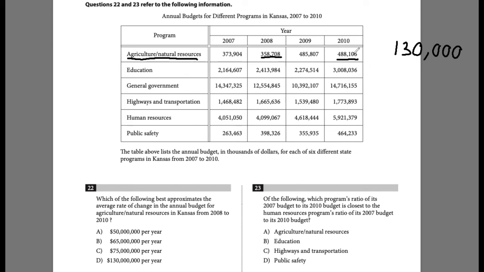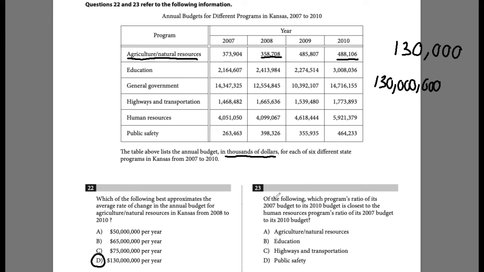And you have to remember that this is in thousands of dollars. So we have to add an extra 3 zeros after. So this would be 130 million per year, which would be answer choice D.